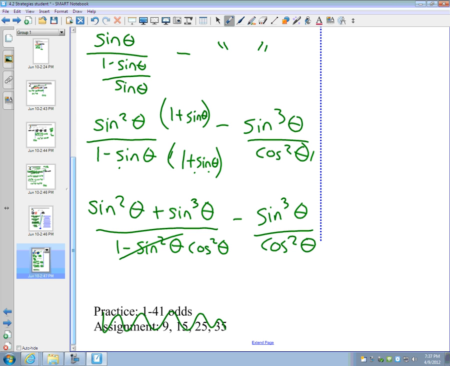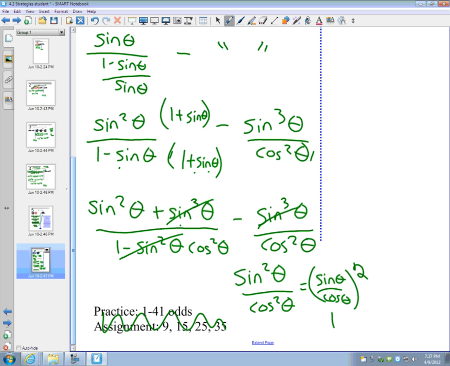Well, if I look at my numerators, I have sine cubed theta minus sine cubed theta. That's 0. And I'm left just with sine squared theta over cos squared theta, which is the same as sine over cos all squared, and sine over cos is just tan. So I have tan squared theta, which is what I was trying to do. Okay, so if all else fails, change it into sines and cosines, try and use some identities to get where you need to go.